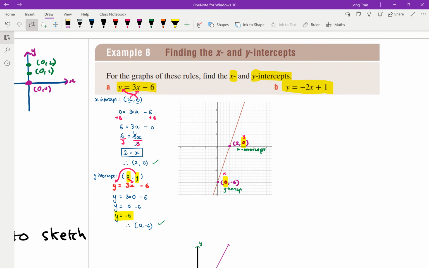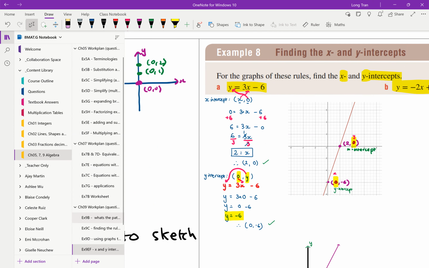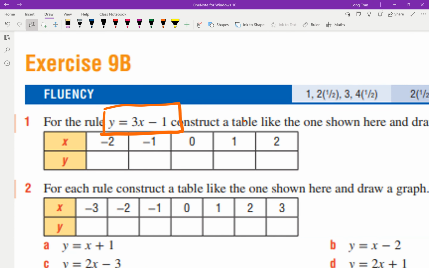So remember back in exercise 9b, I'm just going to quickly go back. See 9b, for you to sketch 3x minus 1, what you had to do was follow this table and solve for when x is negative 2, negative 1, 0, 1, 2, and fill out the y value for each one. And how did you find the y value? You used the rule, right?